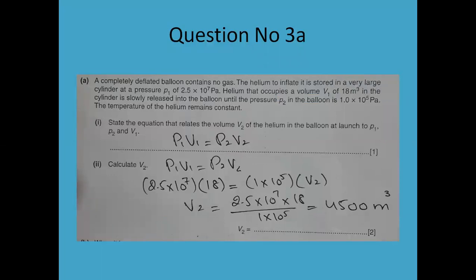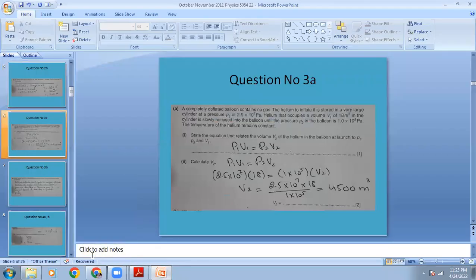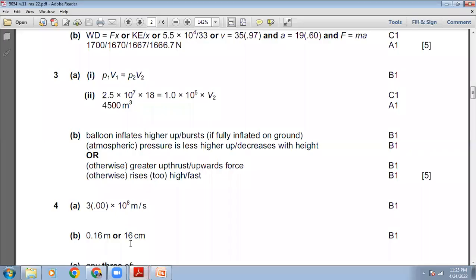So P1 V1 equals P2 V2: 2.5 x 10^7 into 18 equals 1 x 10^5 into V2. When you make V2 alone, it becomes 2.5 x 10^7 into 18 divided by 1 x 10^5, and that will be 4,500 meter cube. So the V2 value will be 4,500 meter cube. Let's check the marking scheme. The marking scheme says 4,500 meter cube is the right answer.